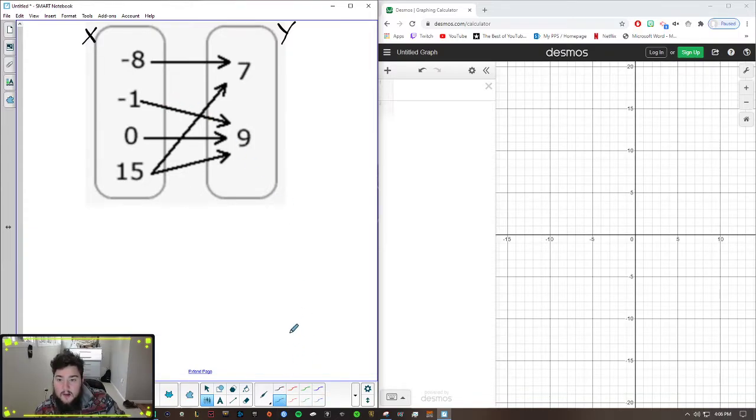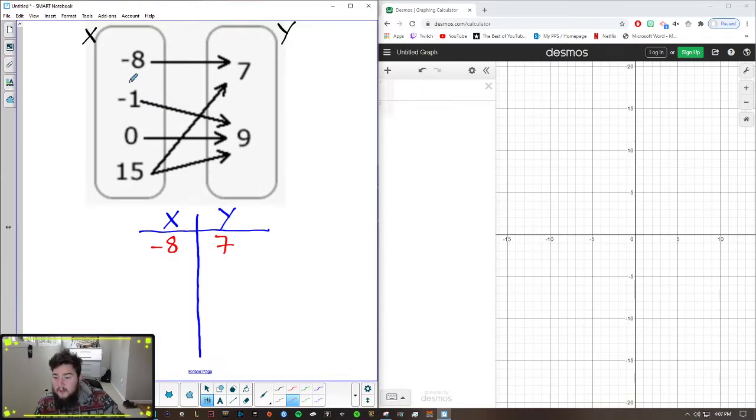So let's start by making a table and putting these coordinates in it. I'm going to draw a nice big table. I have my x values on one side, my y values on the other. So if I look, I have a -8 going to a 7. So I'm going to write -8 for my x value, and I'm going to write 7 for my y value, because I have an arrow going from -8 to 7.